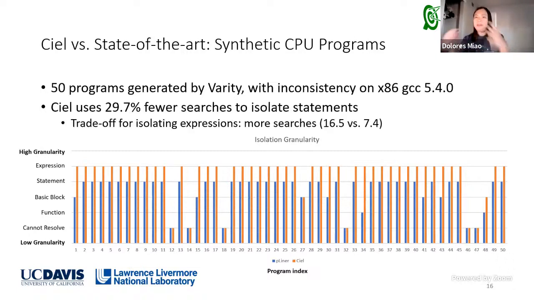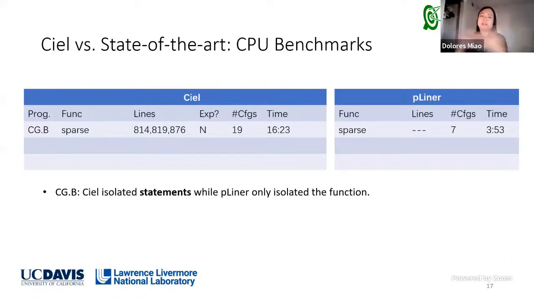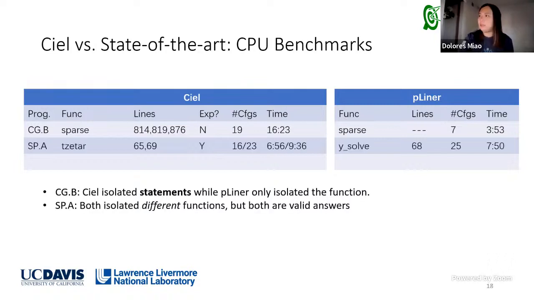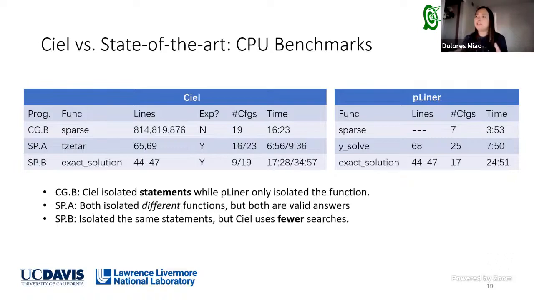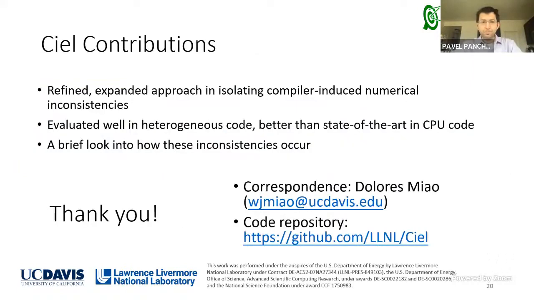Next, we also tested SEAL against PLiner on 3 NAS CPU benchmarks, and we achieve better isolation results, as in CG.B, where we isolate the lines compared to only isolating a function of 160 lines of code. And in cases like SP.8, both tools isolate different functions, because both are valid answers; they just pick different parts of the AST, which is also a possible scenario. So that's all from my end. Thank you.